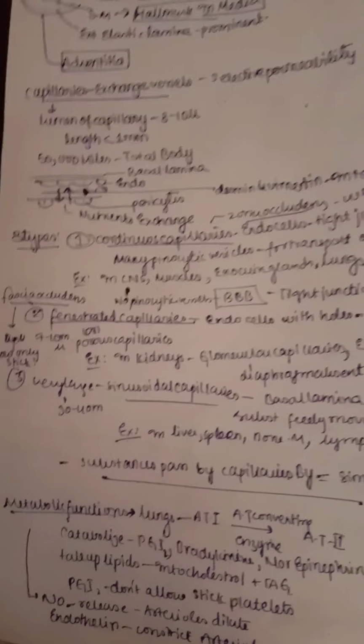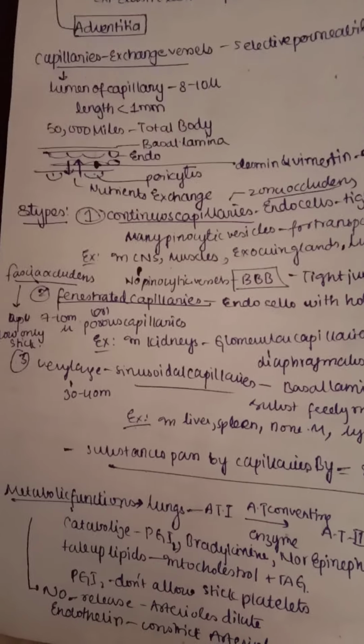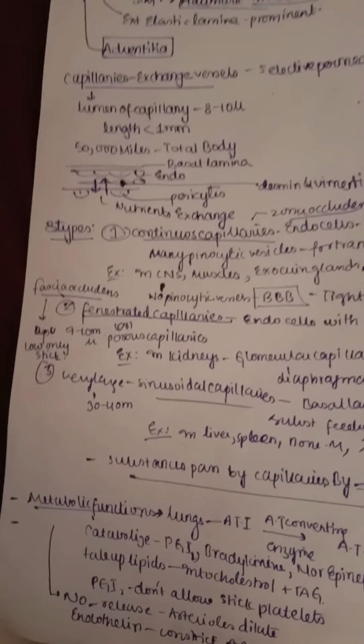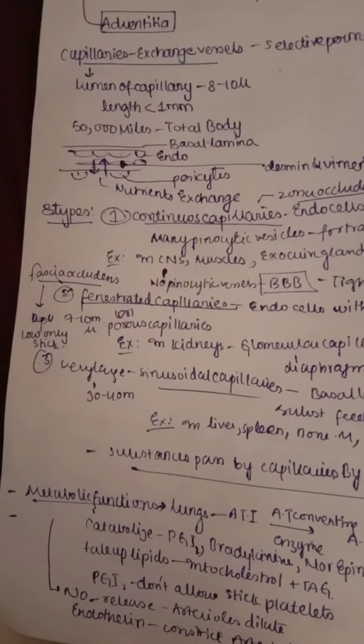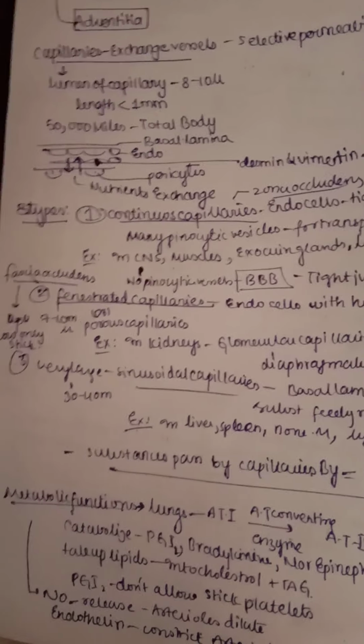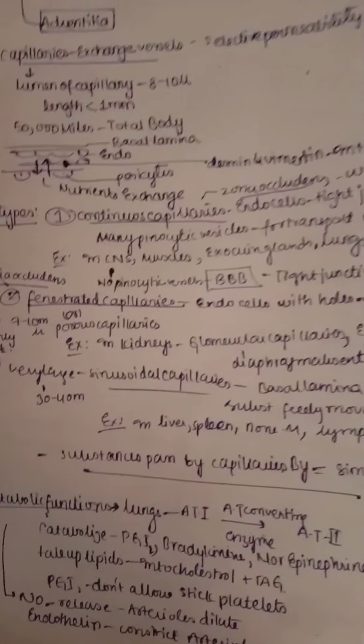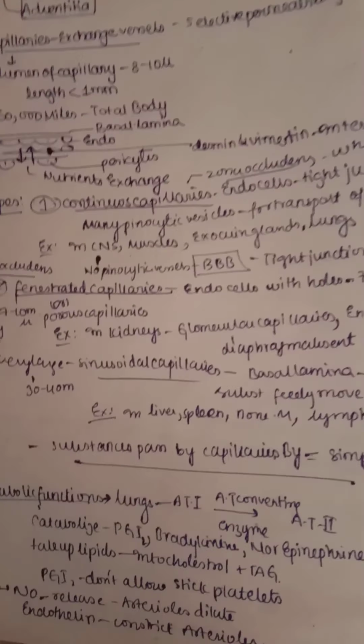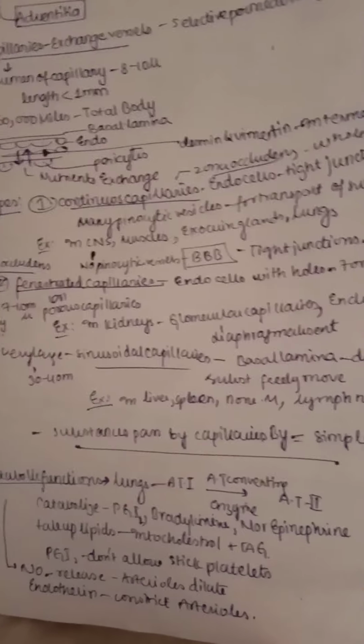So remember, in the CNS there are no pinocytic vesicles, especially in the blood-brain barrier, which has tight junctions. Next we have the fenestrated capillaries. In fenestrated capillaries we especially have the fascia occludens. It has sticky ends only at the upper and lower borders. It is not sticky throughout, whereas the zona occludens is sticky throughout with the adjacent endothelial cell.